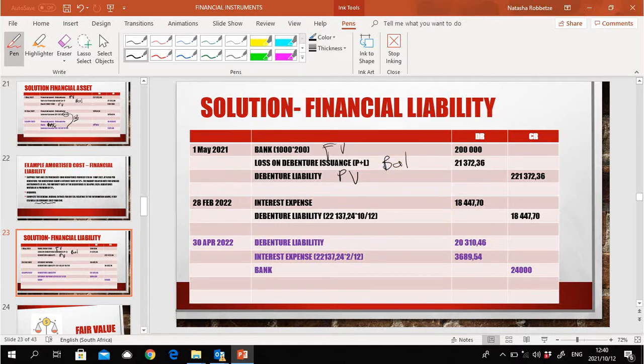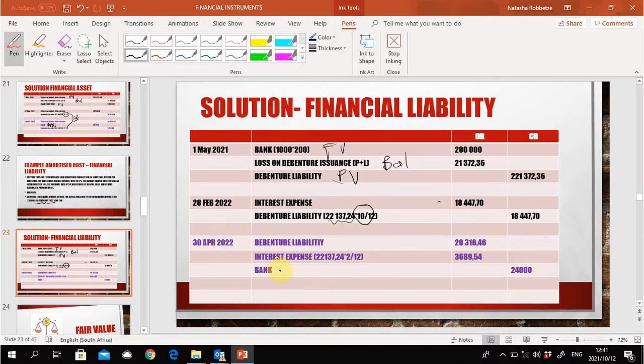At year end, which is 28 February, we have an interest expense now, not an interest income. And now we have to go and adjust the interest to 10 months, because we issued on 1 May. So it was May, June, July, August, September, October, November, December, January, February. So there were 10 months here between May and 28 February. So adjusted for 10 months, I recognize my expense and I put it against the debenture liability.